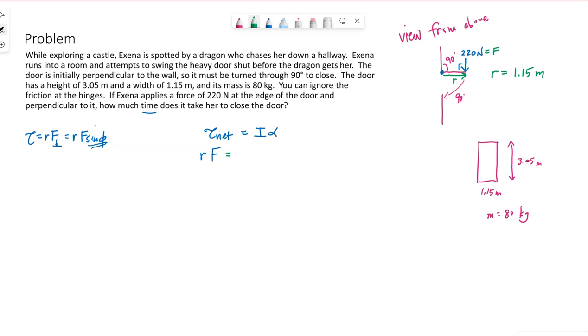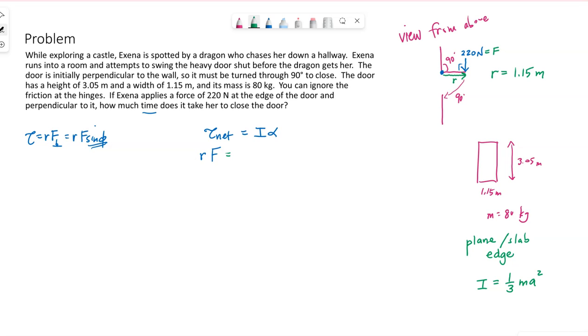I. Well, a door is a plane or slab. So if you look at the table, either in the book or on the test notes, you want to look for the plane or slab around its edge. When I look at our table, it says 1/3 MA squared.